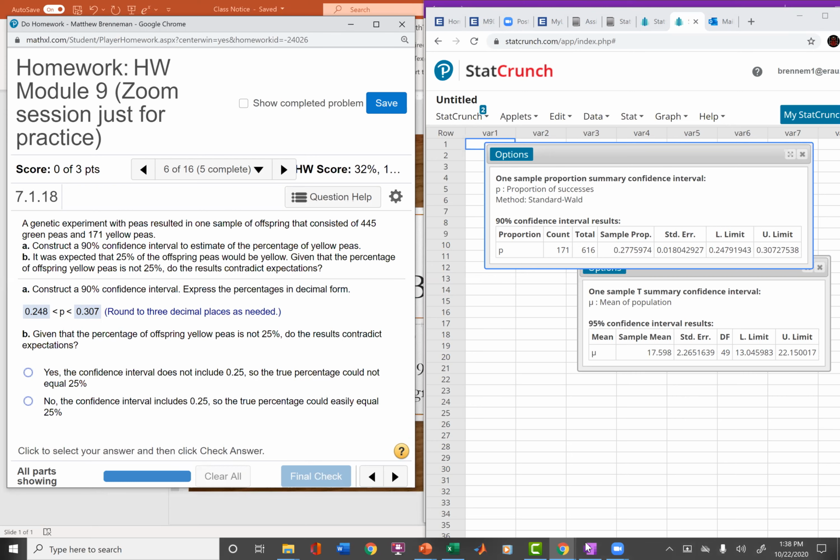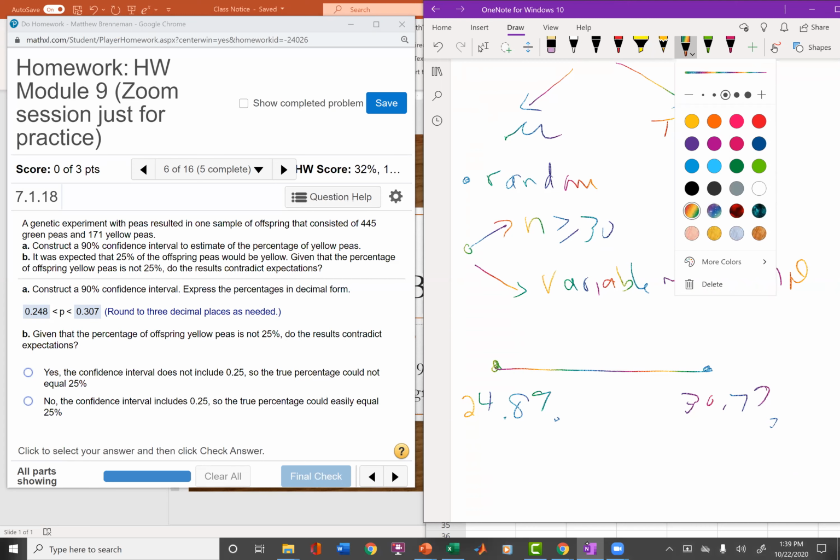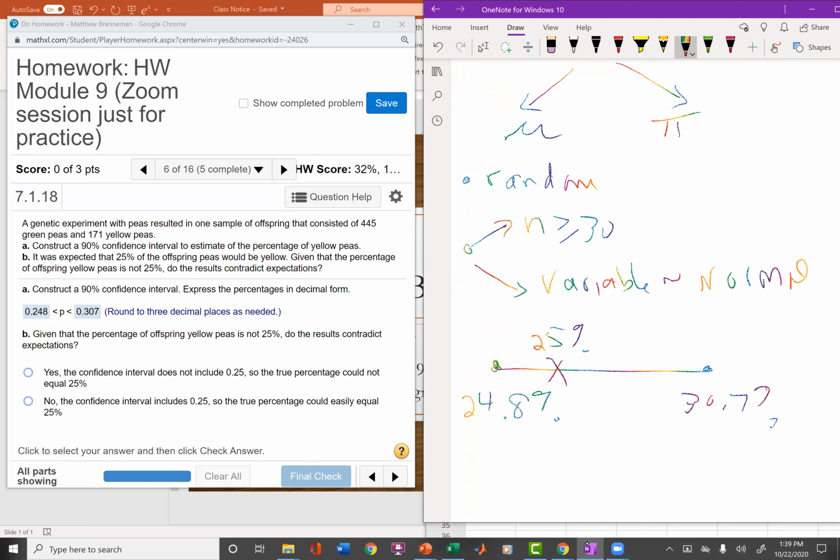So let's look at this a little bit. And again, you'll have different numbers, but here's the logic behind this. I've computed this confidence interval. In my case, it goes from 24.8% all the way up to 30.7%. And I'm told that the actual value is not 25%. So 25% cannot be the value. Does this result contradict my expectations? Well, no, because the confidence interval is not saying the value is exactly 25%. It's saying it's somewhere in here. So there's tons of values that are not 25%. It could be 30%, right? So there's no contradiction here.